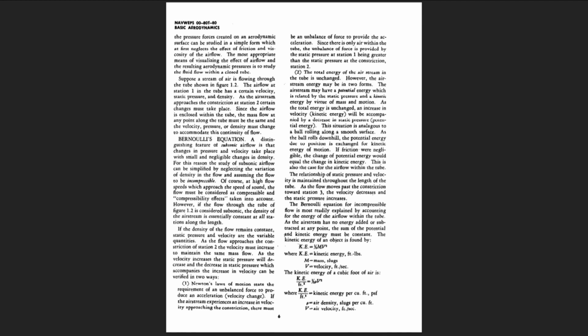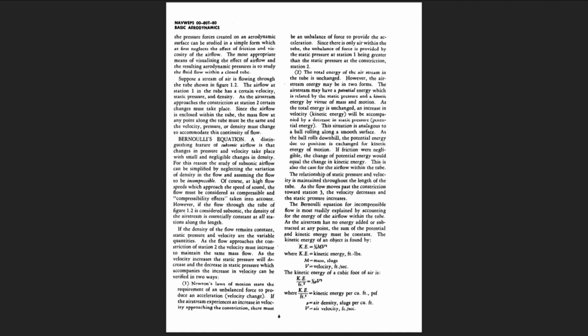If the density of the flow remains constant, static pressure and velocity are the variable quantities. As the flow approaches the constriction of station 2, the velocity must increase to maintain the same mass flow. As the velocity increases, the static pressure will decrease, and the decrease in static pressure which accompanies the increase in velocity can be verified in two ways. 1. Newton's laws of motion state the requirement of an unbalanced force to produce an acceleration, or velocity change. If the airstream experiences an increase in velocity approaching the constriction, there must be an unbalance of force to provide the acceleration. Since there is only air within the tube, the unbalance of force is provided by the static pressure at station 1 being greater than the static pressure at the constriction, station 2.